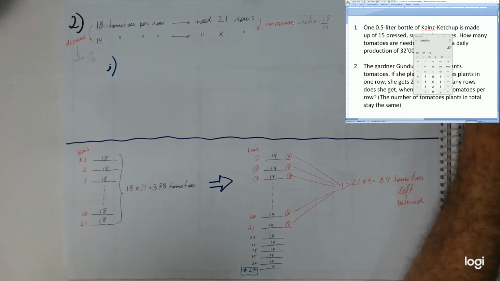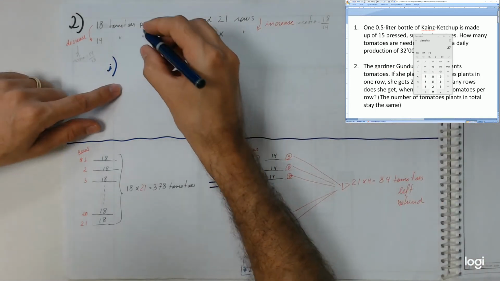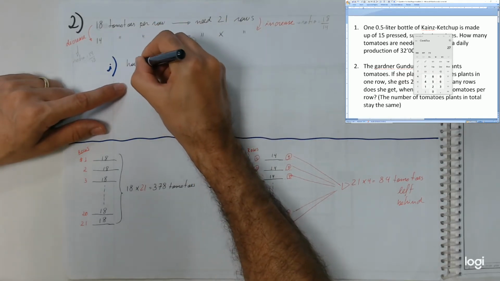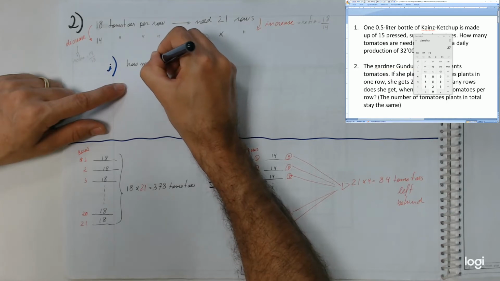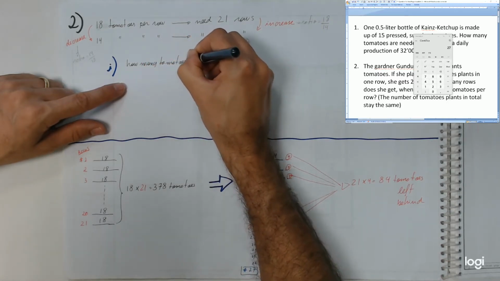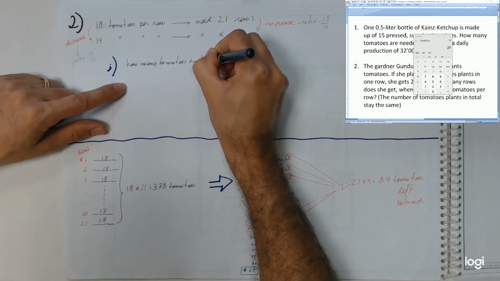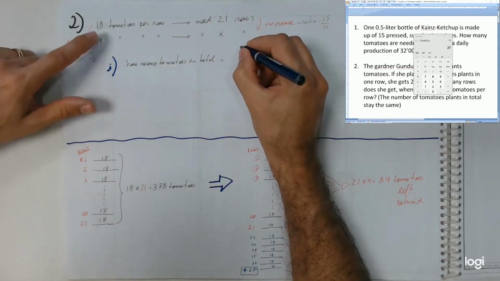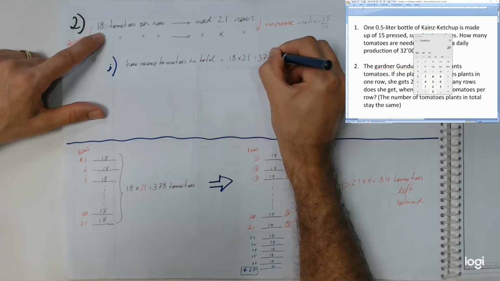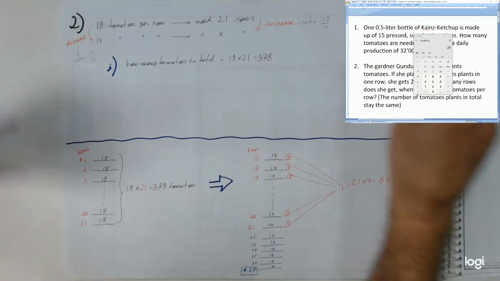Easy. When you have this, you are going to get how many tomatoes in total? What is this? Well, 18 times 21. We have seen this. 378. Okay? This is the first part.